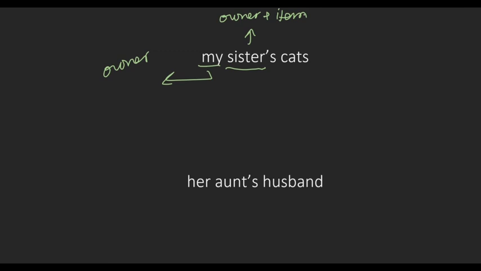So my is what we'd call the owner. Sister is what we'd call the owner item. And then cats would be just the item. So that's how a possessive chain is going to look. You're going to have an owner, you're going to have an owner item, the thing playing both roles, and then you're going to have the item. Is that clear? I think so, yeah.